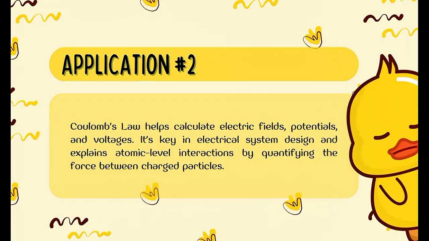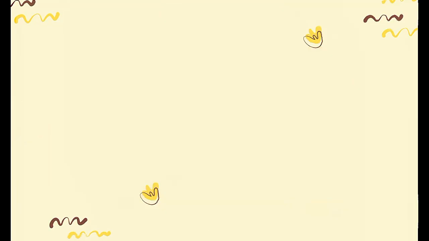Now, let's take a look at an application of Coulomb's law in calculating electric field and electric potential. Coulomb's law is essential in electrostatics. It allows us to calculate the electric force between charged particles, and it's a key tool in determining electric field intensity and electric potential, two fundamental concepts in electrical engineering and atomic physics.